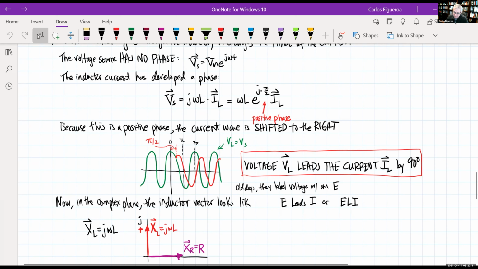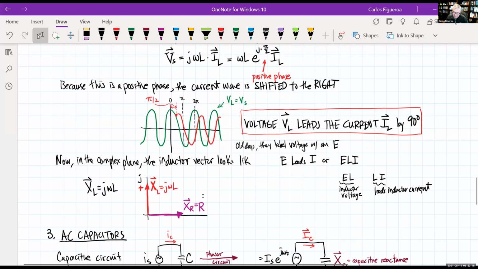And the acronym that people typically use is ELI, and E is the voltage. So you could really see this in two ways. We could say that this is the inductor voltage, and at the same time it leads the inductor current. So that's what that really means.